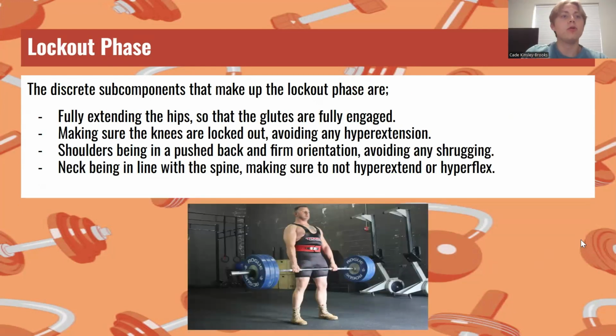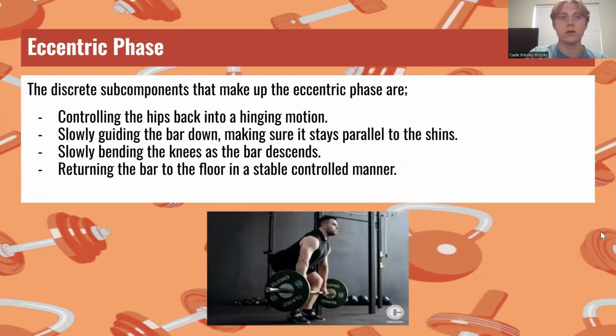Moving to the lockout phase, we have more discrete subcomponents. We want to make sure that our hips are fully extended, which indicates that our glutes are engaged in the exercise. Making sure that our knees are locked out, avoiding any hyperextension resulting in further injury. Shoulders need to be pushed back in a firm orientation, controlling posture and avoiding any shrugging. And then the neck being in line with the spine again to prevent any bad form practice or injury.